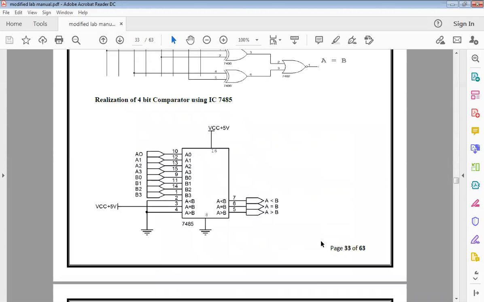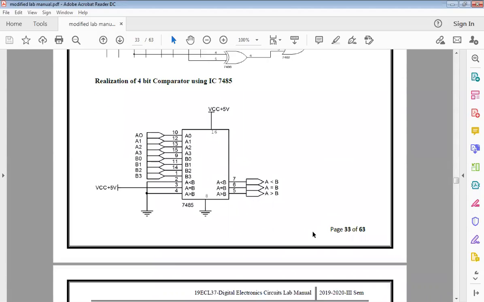Now all these functions can be implemented with the help of an IC. The IC number is 7485. This will help us implement the comparison function, which can help us find out whether it's less than, equal to, or greater than. The outputs will be here ultimately.